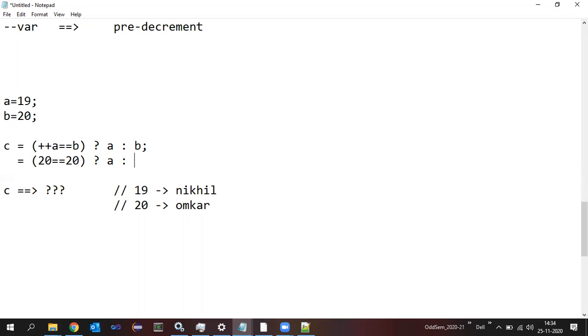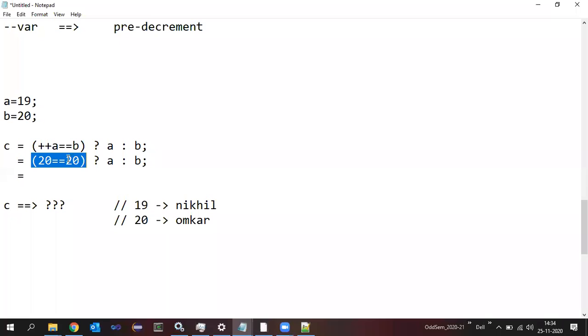Then A, then B. Now, if you look again here, 20 equals equals 20. There are two equals signs, that means it is a relational operator. It is trying to check the equality between the first operand and second operand. Are they equal? Yes, they are equal. The condition is true.